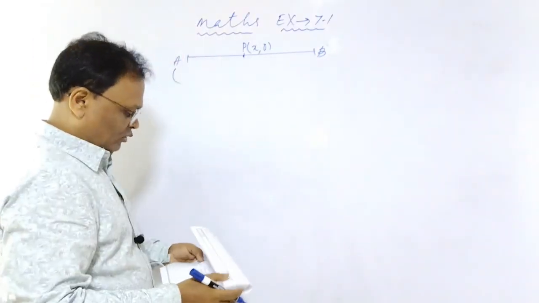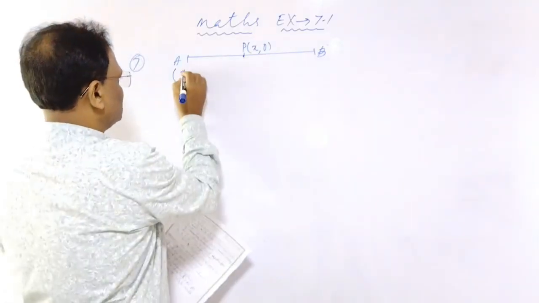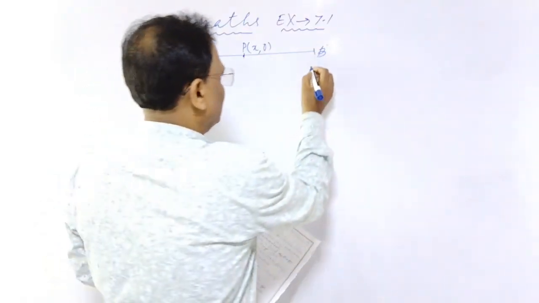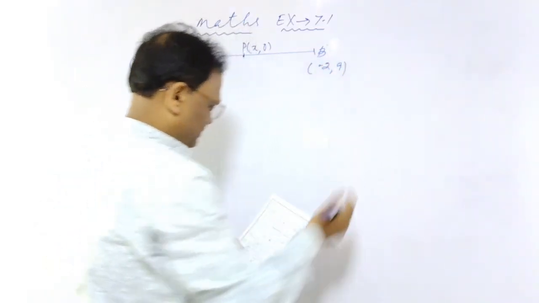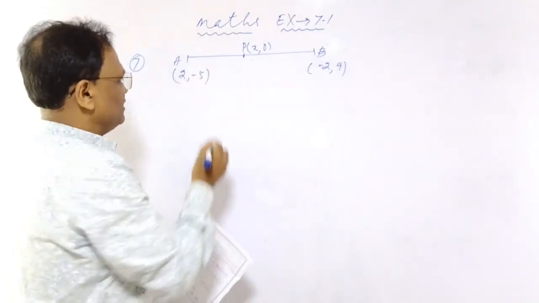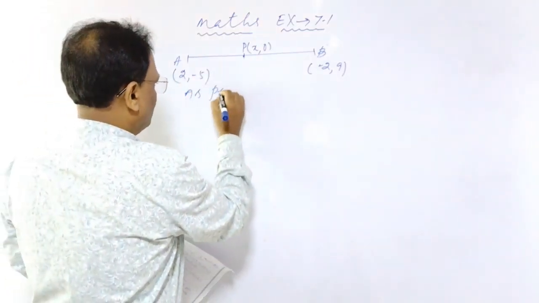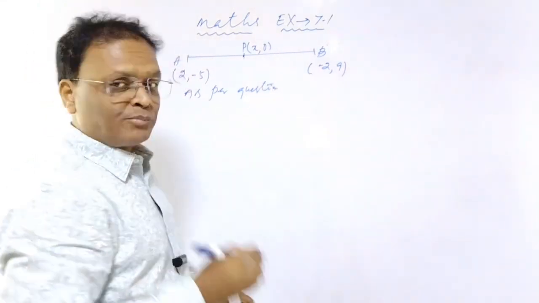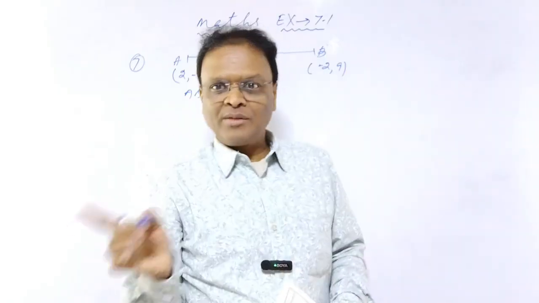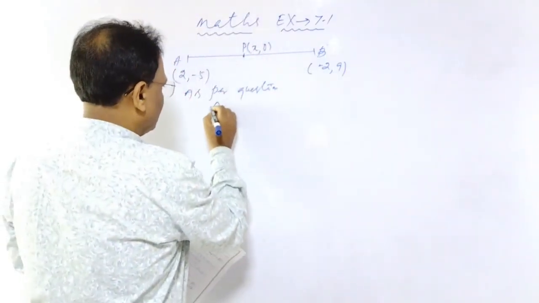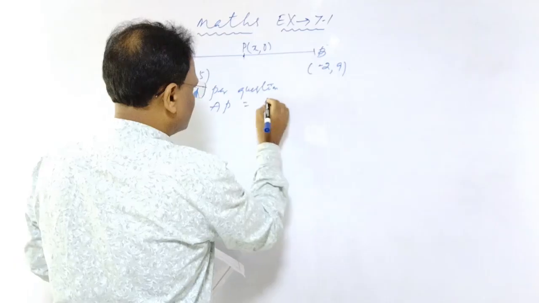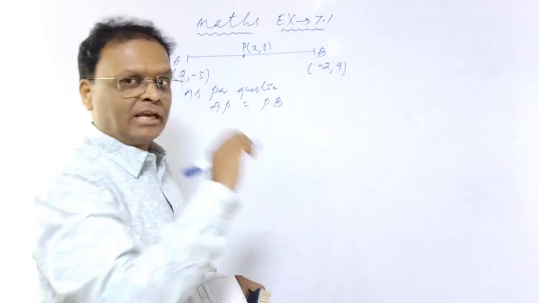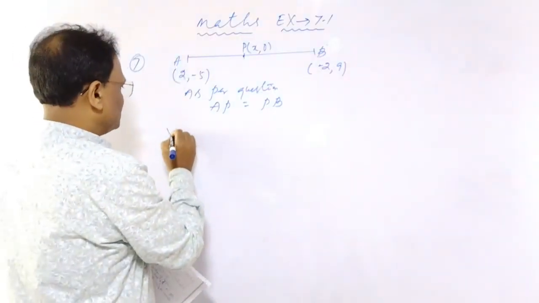The coordinates of A are given as (2, -5). The coordinates of B are given as (-2, 9). So according to this question, what can I write? He is telling that point P is equidistant from both A and B. So can I write AP equals PB, because P is exactly at equal distance. So for AP, I must use the distance formula.